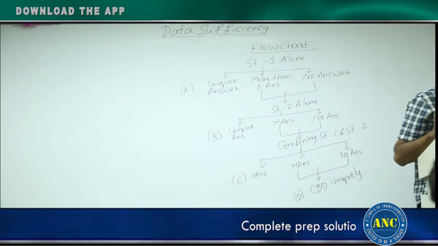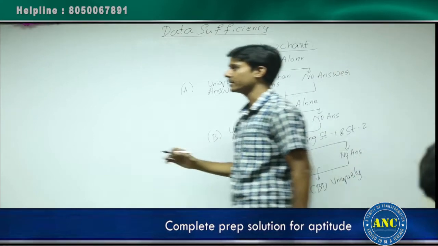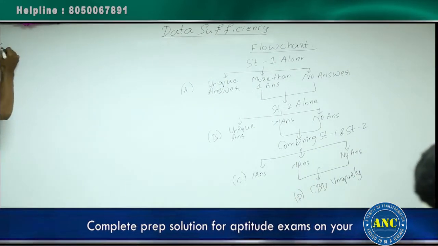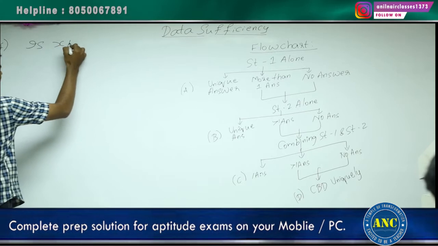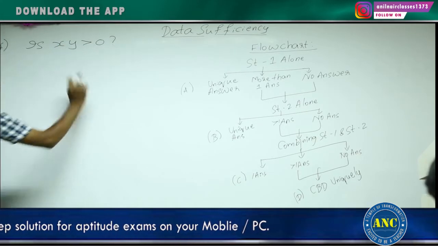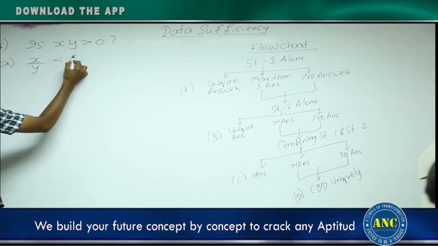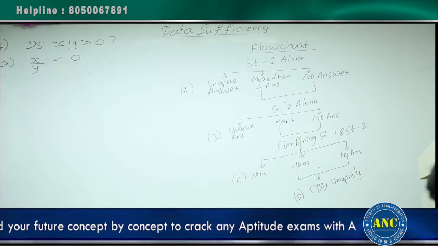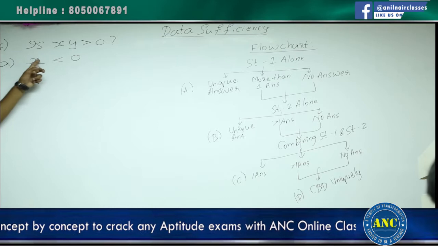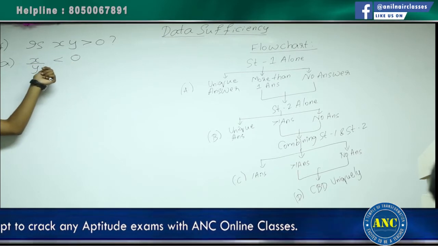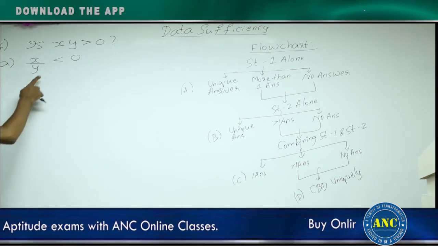Is xy greater than 0? The first statement is x by y is less than 0. See here, is xy greater than 0? Statement 1 alone is x by y is less than 0. Please listen here. x by y is nothing but a fraction. A fraction should be negative.